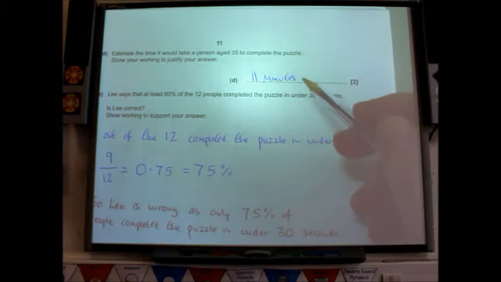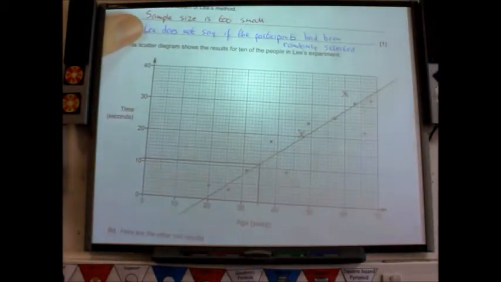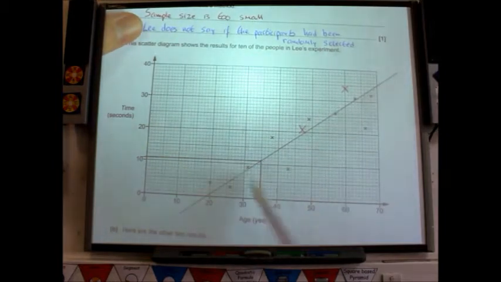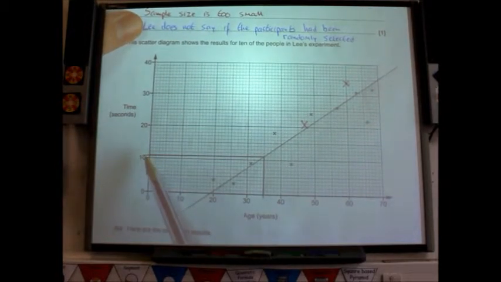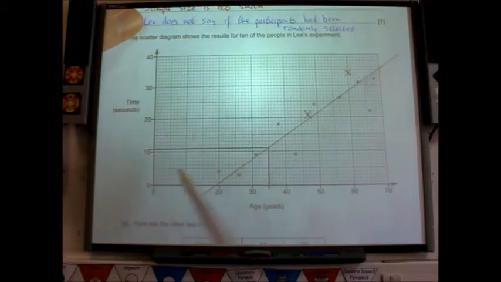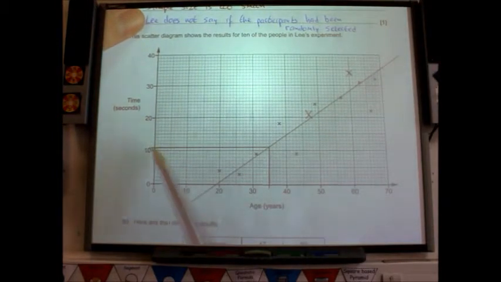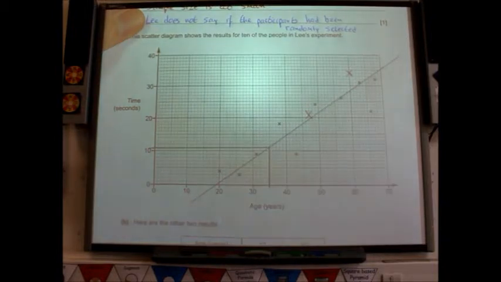You might get a different answer to me because your line of best fit might be slightly different. And if it was, you might have got 12 minutes, maybe 10 minutes. That's fine, it doesn't matter as long as you're giving the answer that your scatter graph says. So if I'd done this, then I wrote 12 minutes, I would have lost a mark for it because I'm not reading my own diagram correctly.